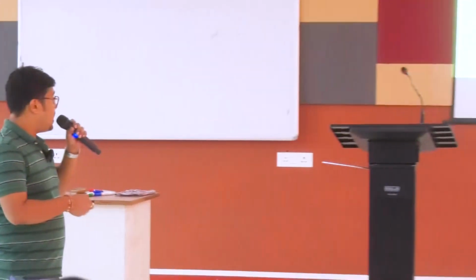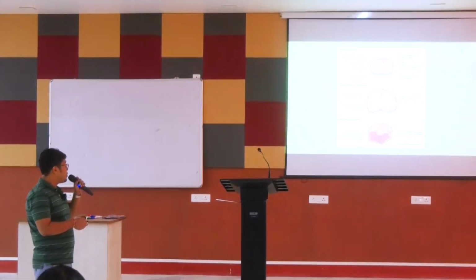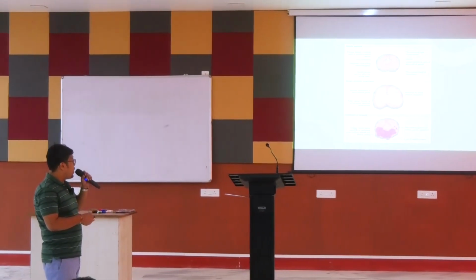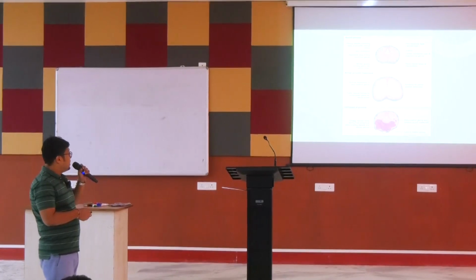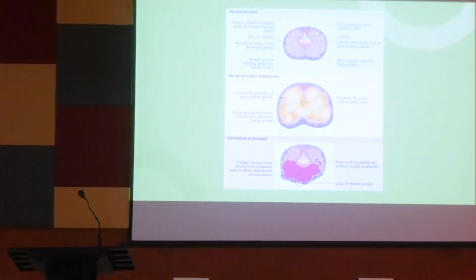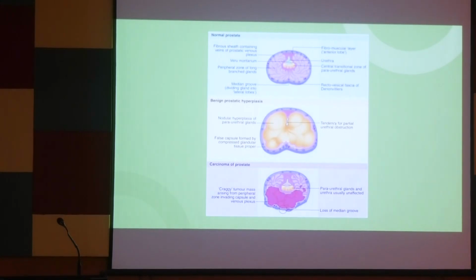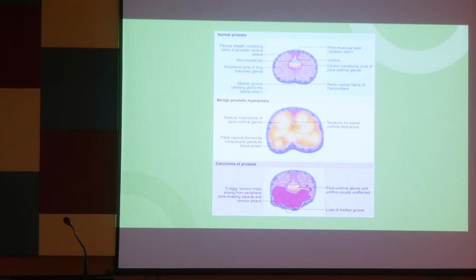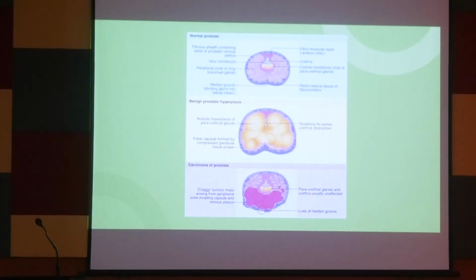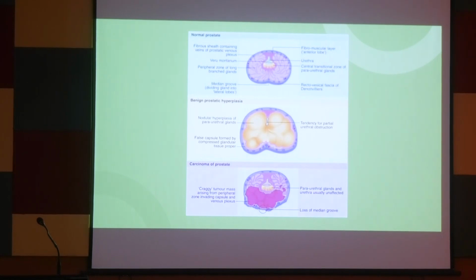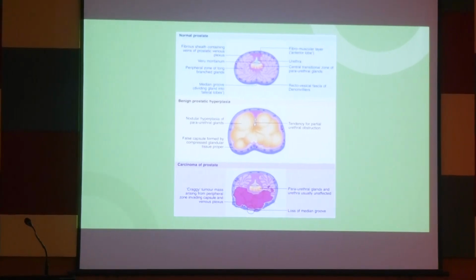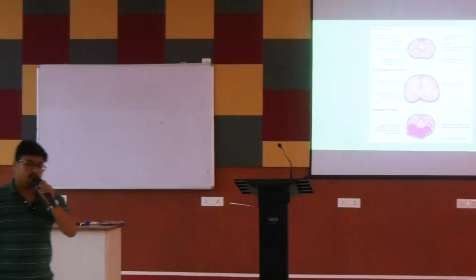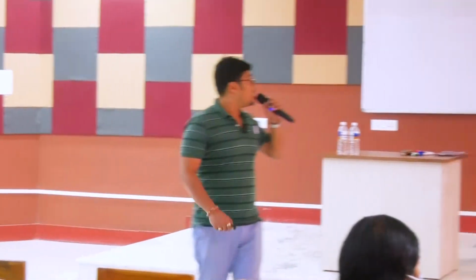You can see the multiple nodules here. These are all hyperplasia of glandular and stromal components, and there is compression of the urethra and a false capsule formed by the compressed glandular tissue. As the hyperplastic nodules compress the urethra, the patient will have obstructive uropathy symptoms like hesitancy, urgency, and decreased flow of urine, etc.